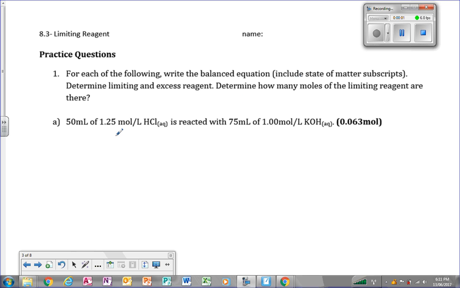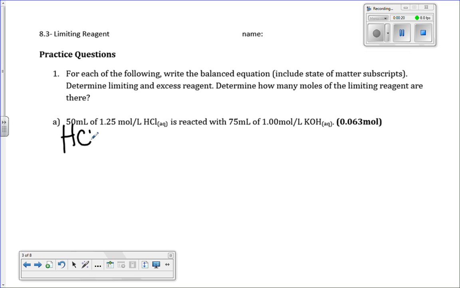So it's practice problems. This is the first question for practice questions. It's asking us to determine limiting and excess reagents and determine how many moles of limiting reagent there are. So first step is to start with a balanced reaction. And again, you're going to be writing in states. Writing water as HOH helps people see that there's a hydroxide ion here.